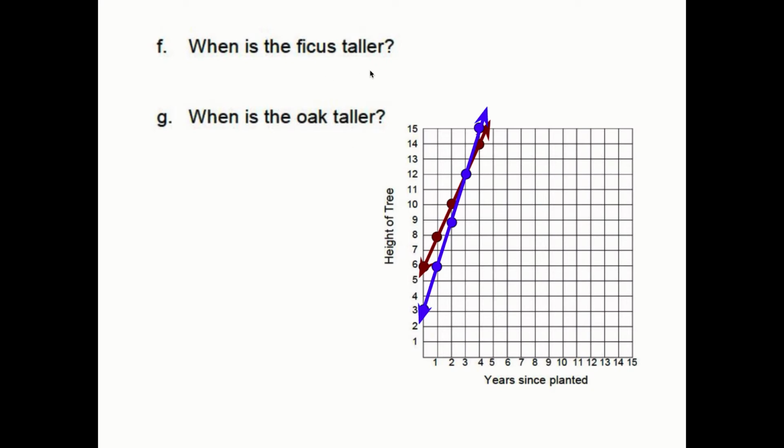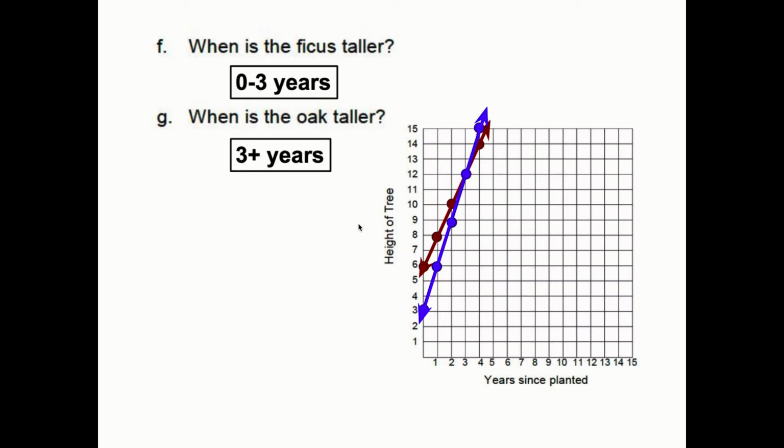It says, when is the ficus taller? So if you recall, that's the red line here. The ficus is taller from year 0, year 1, year 2, all the way up until year 3. At 3 years, they're the same height. And then when is the oak tree taller? Well, that would be the blue line. Notice it's shorter, shorter, shorter, and then all of a sudden, after 3 years, it becomes the taller tree.